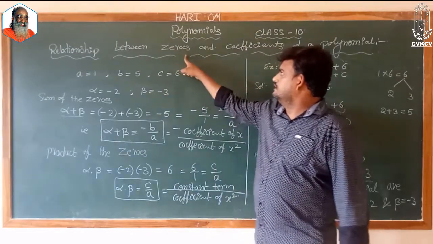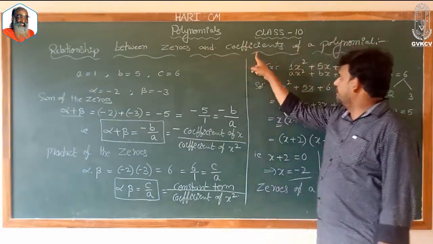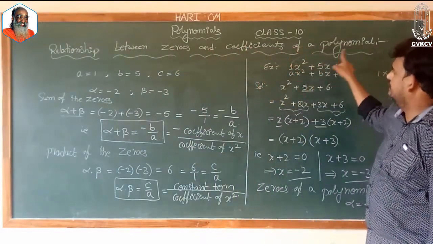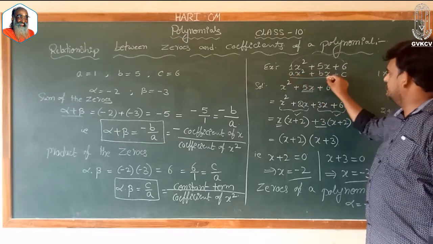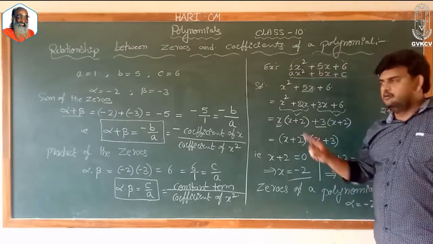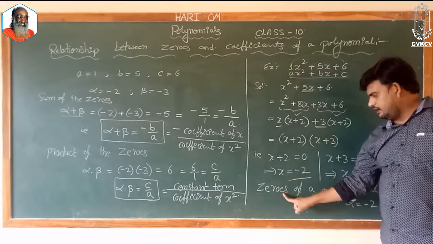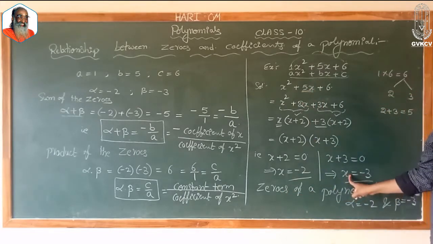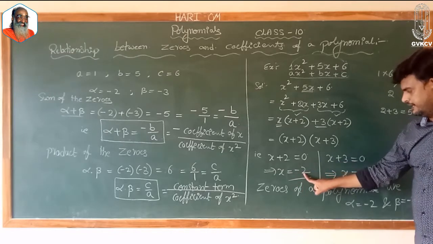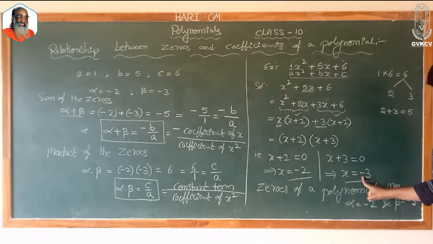Relationship between zeros and coefficients of a polynomial. When you have a second degree polynomial, for every second degree polynomial we have two zeros, alpha and beta. Here x is equal to minus 2, x is equal to minus 3. These are the two zeros of the polynomial.